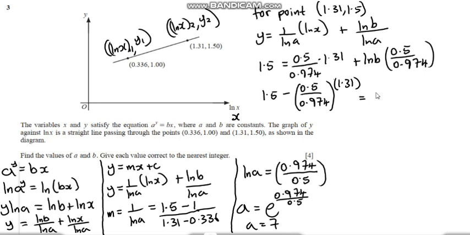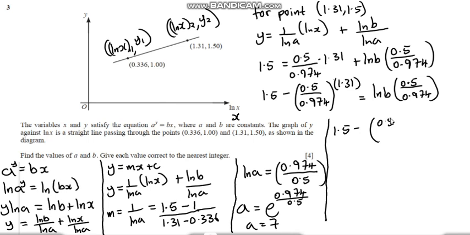So this is equal to ln b into bracket 0.5 all over 0.974, close the bracket. To get our ln b, simply divide all through by this. So this is going to be 1.5 minus 0.5 divided by 0.974 divided by 1.31, everything divided by 0.974.